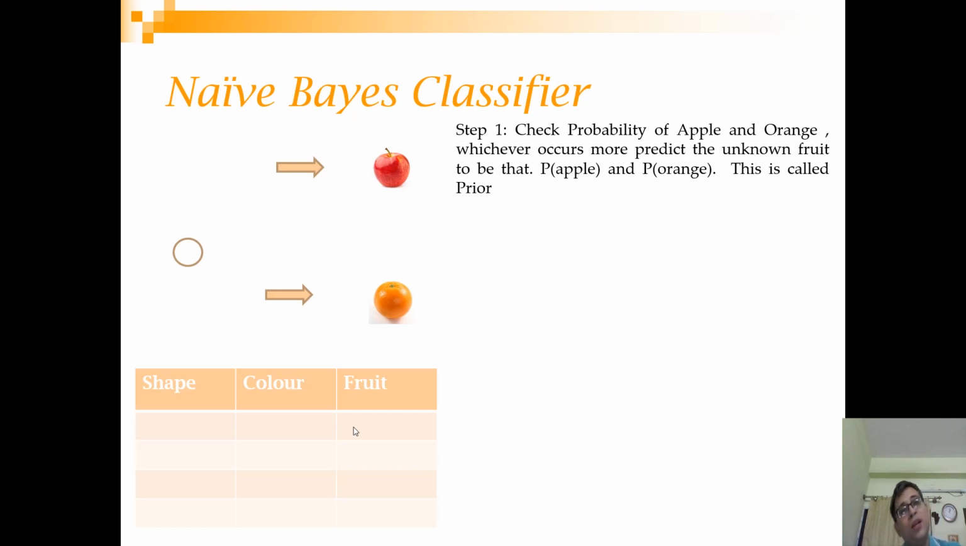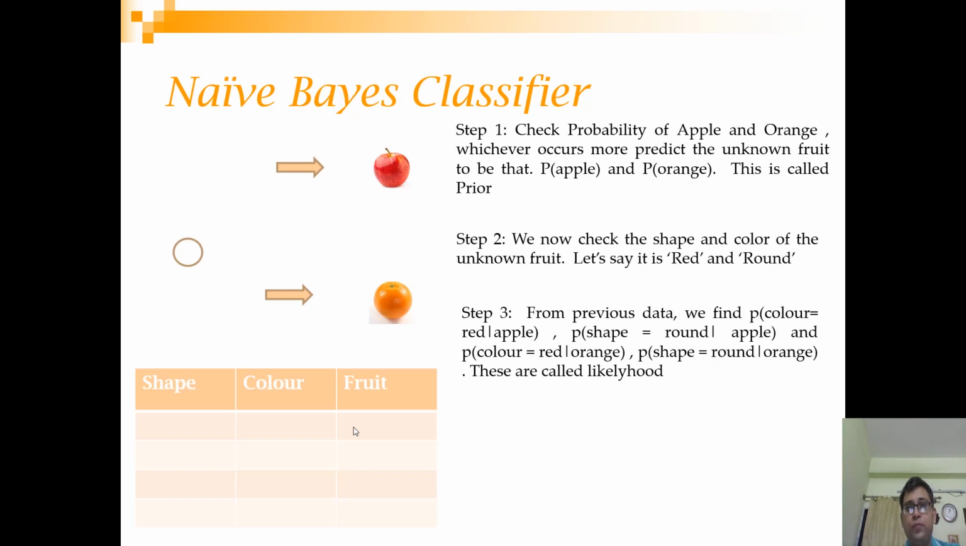So you already know some of the attributes of the unknown fruit. You know its shape and color. So what you do next is you check the shape and color of the unknown fruit. Let's say it is red and round. So from previous data, we find probability of color equal to red given it is apple, probability of shape equal to round given it is apple, and of course the corresponding probabilities for orange. So these probabilities now are called likelihood.